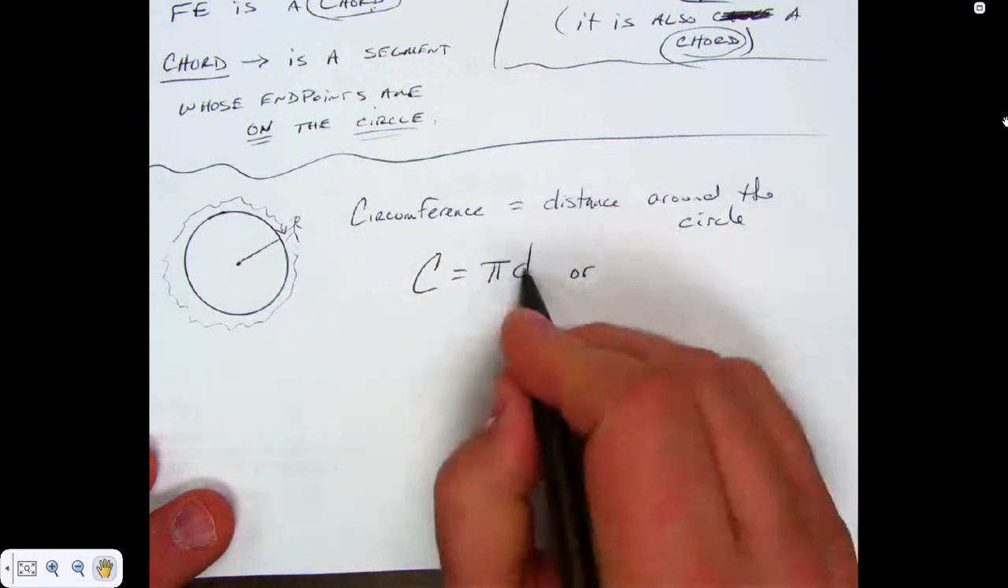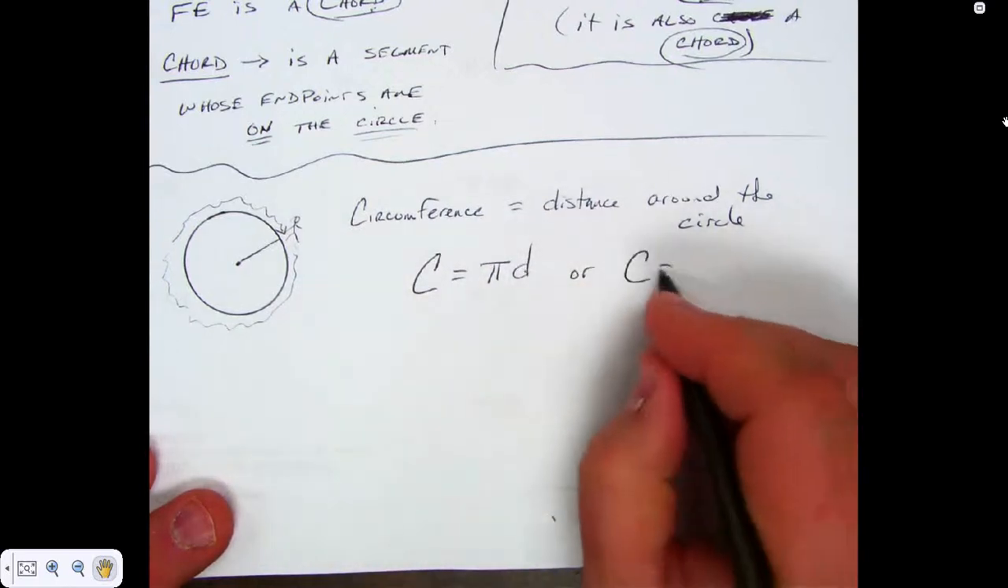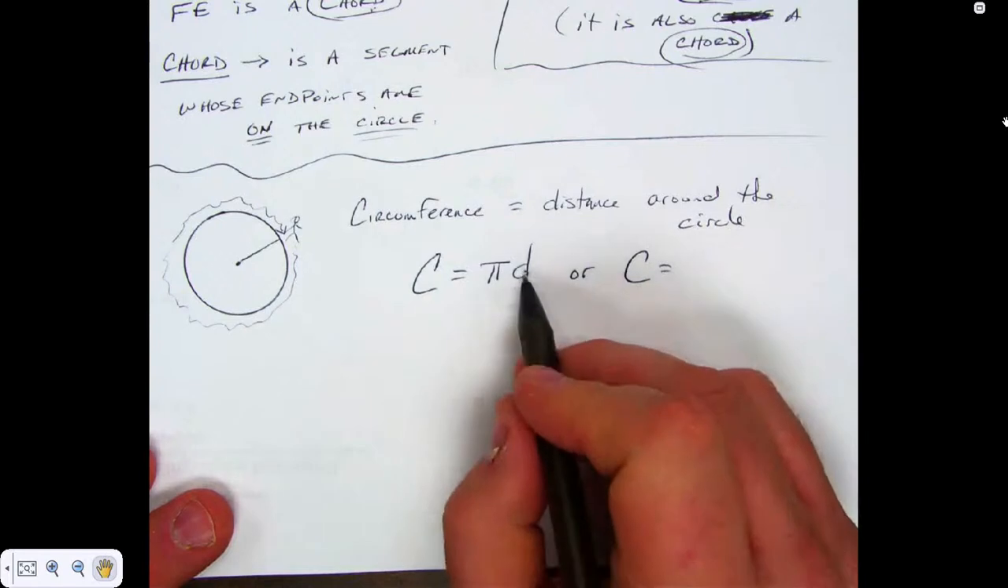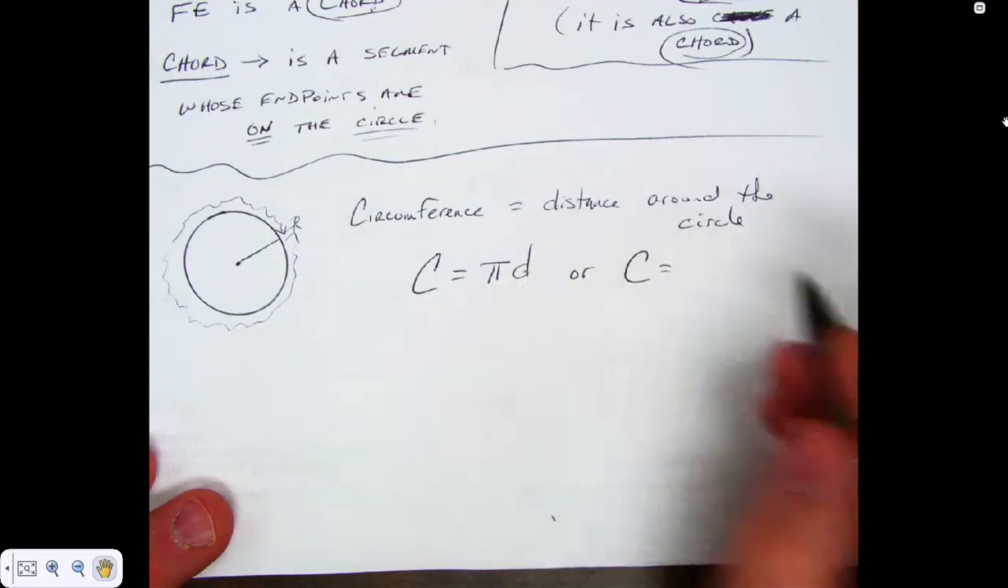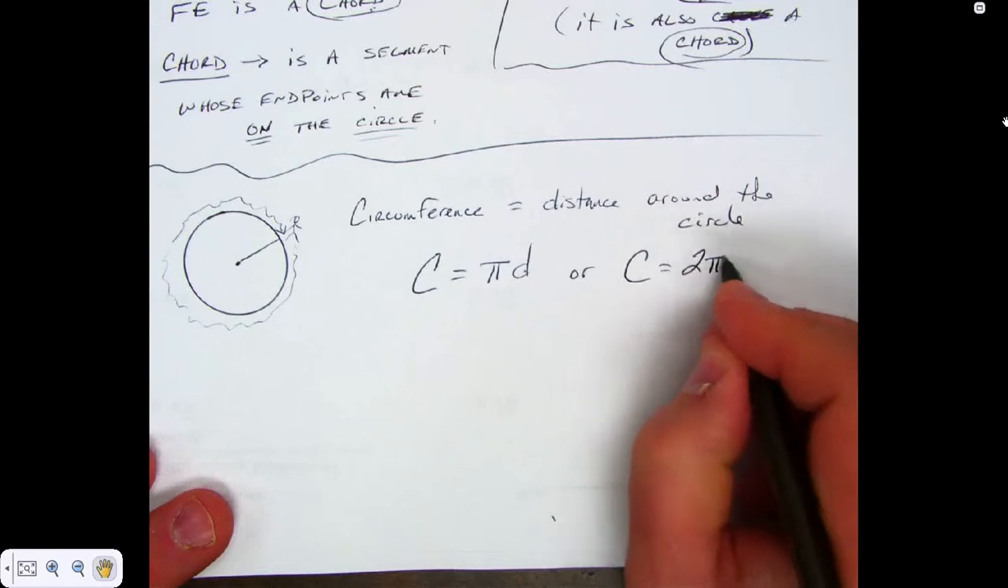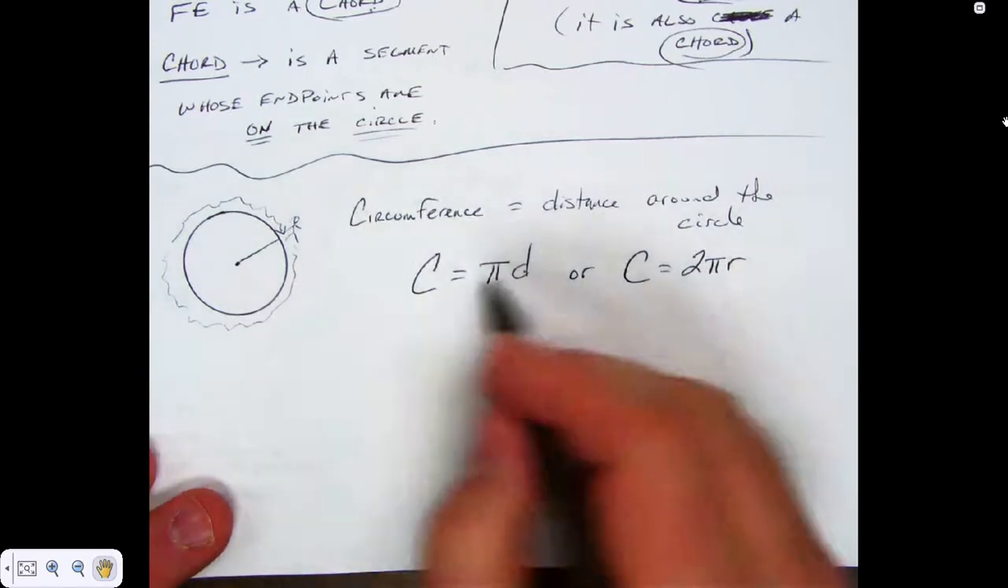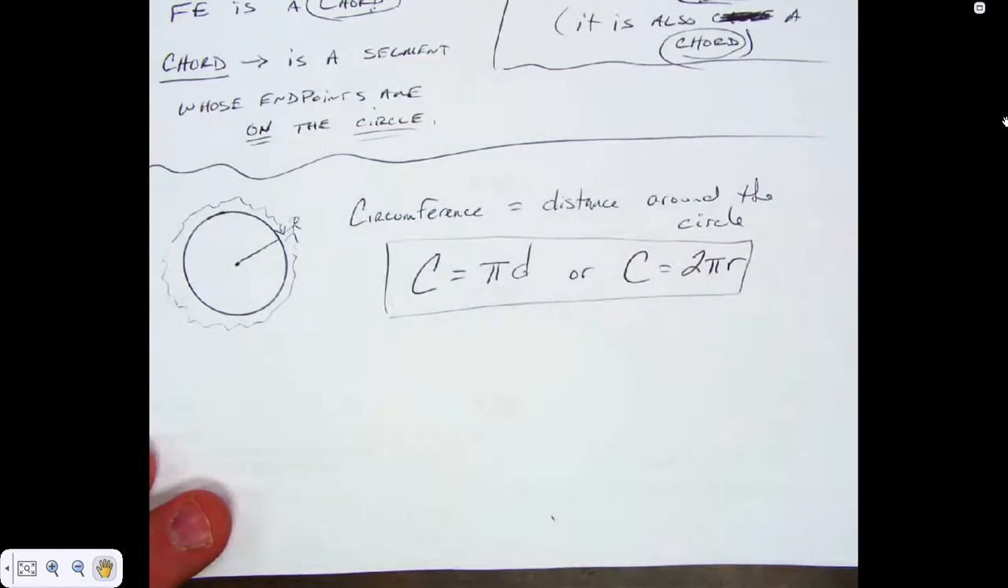Or you could write this in terms of the radius, since the diameter is equal to 2 times the radius. You could write this as 2 pi r. You could use either formula to find the circumference.